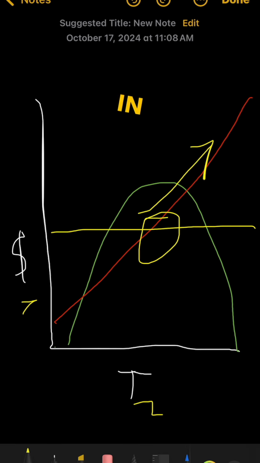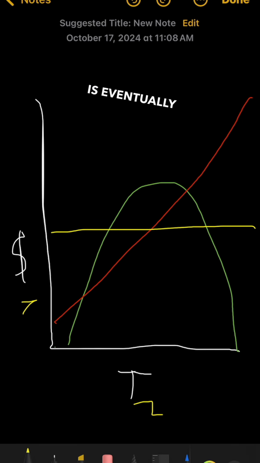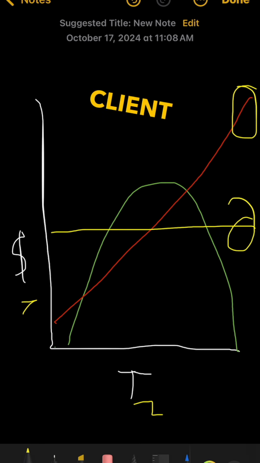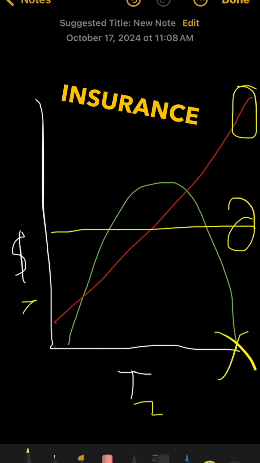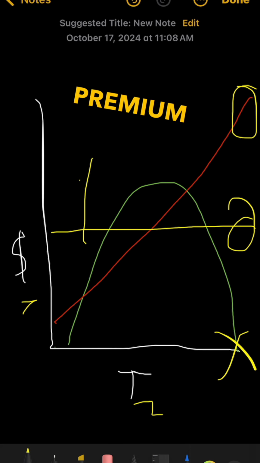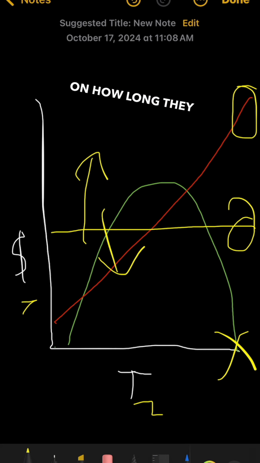Now what happens in a universal life policy is eventually the policy becomes so expensive that if the client is paying the same amount of money every month, the policy just lapses at some point and it essentially implodes, because there's no more cash value to help cover the difference between the cost of insurance and how much the client is spending every month. So essentially what the client does is they will adjust the premium up or down depending on how long they want to keep their universal life policy in force.